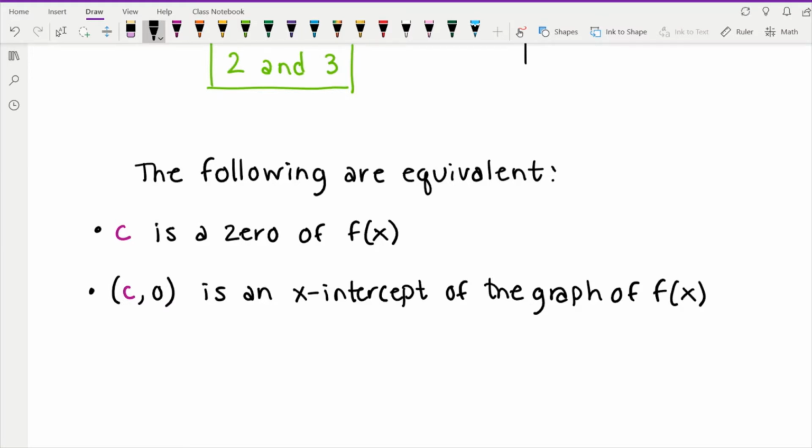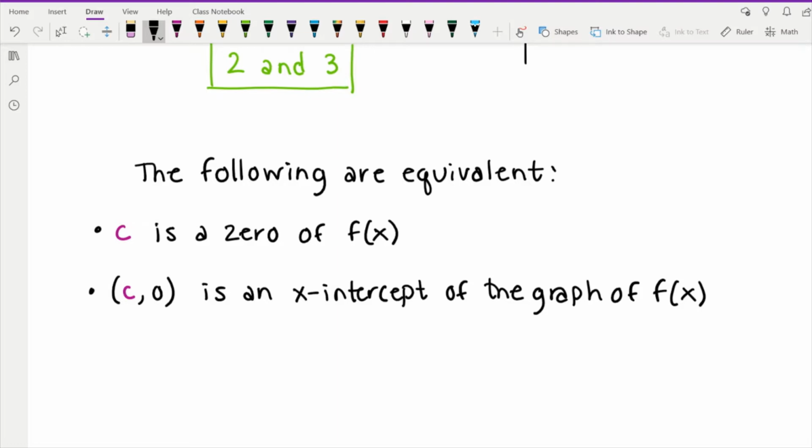I know that these things probably seem like almost the exact same concept, and they really are. It's not a huge deal to differentiate between a 0 and an x-intercept. When you're talking about the graph, that's when you're usually talking about x-intercepts, because with x-intercepts you're talking about an ordered pair, an x-coordinate and a y-coordinate, and you're describing what the graph looks like. Whereas when you're just talking about the function, it makes a little more sense to talk about a 0 of the polynomial. But really these 2 words are pretty much interchangeable.